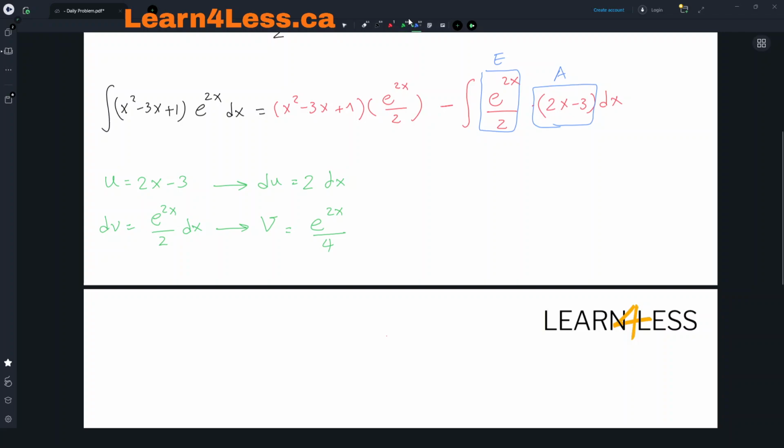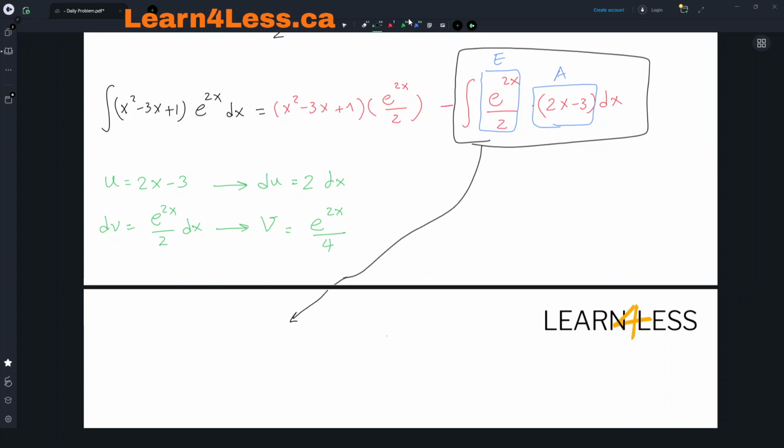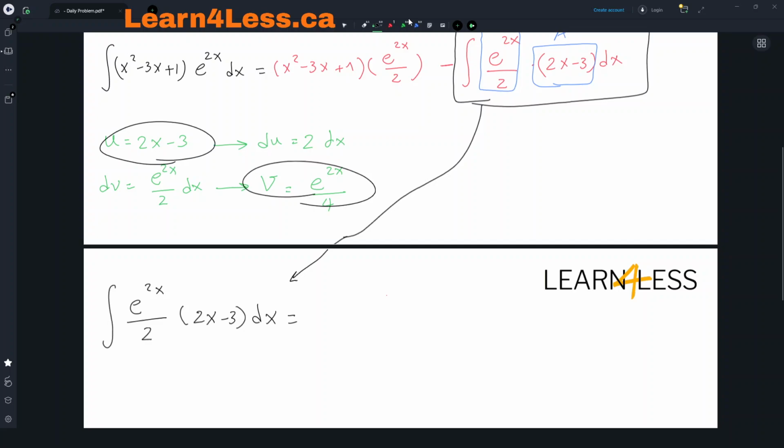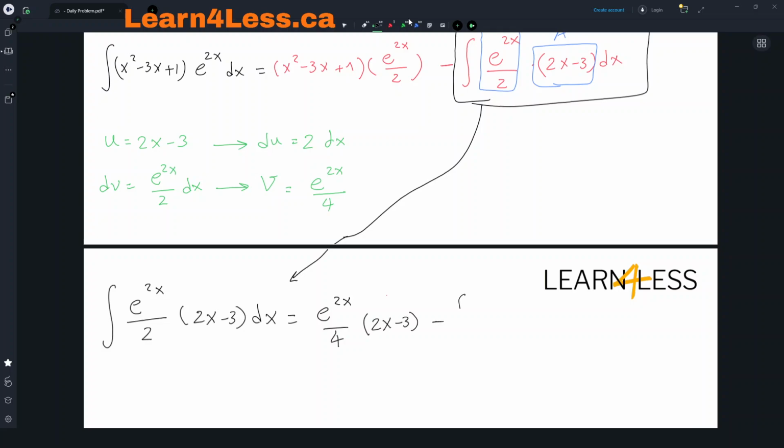So let me just focus on this part for now. Here, what I have is the integral of e to the power of 2x over 2 times 2x minus 3 dx. I can write it as uv, which is these two multiplied by each other, e to the power of 2x over 4 multiplied by 2x minus 3, minus the integral of v du, which is e to the power of 2x over 4 multiplied by 2 dx.